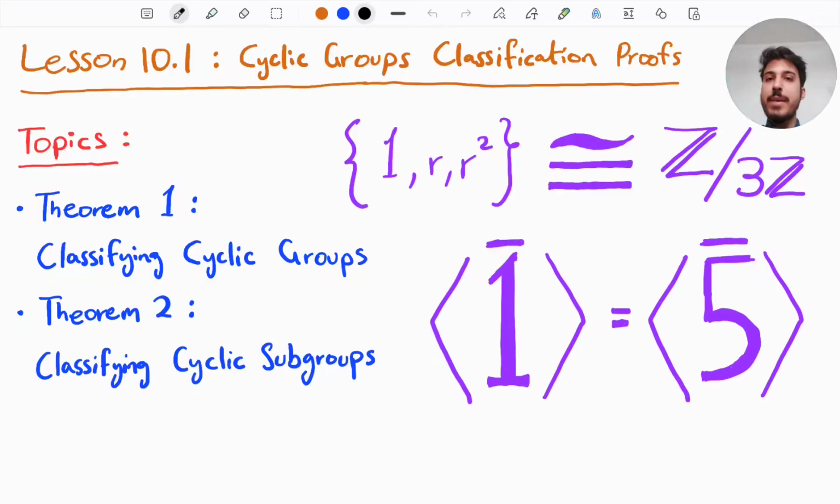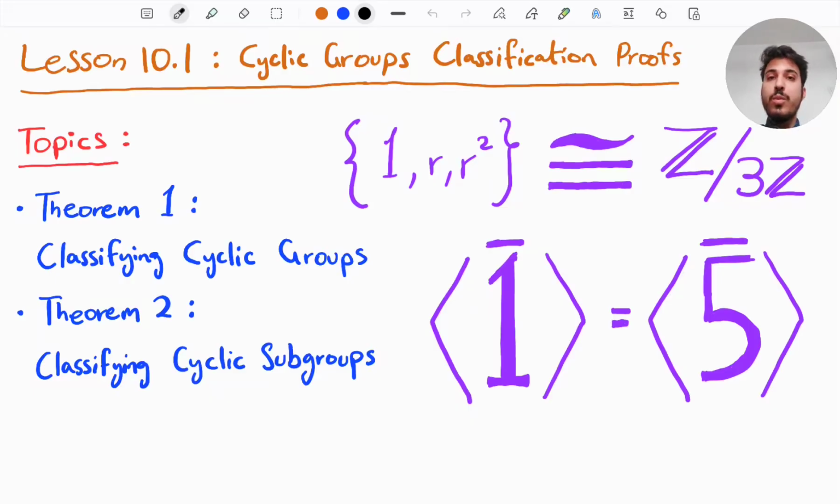Ladies and gentlemen, welcome back to Lesson 10 in Group Theory. In this lesson, we're going to be proving two of the theorems that we've seen in the last lesson. These two theorems concern the subject of classifying our cyclic groups and our cyclic subgroups. If you don't know what a cyclic group is, I highly recommend you go back to our previous lesson where we explained the meaning and the interesting results that arose behind cyclic groups.